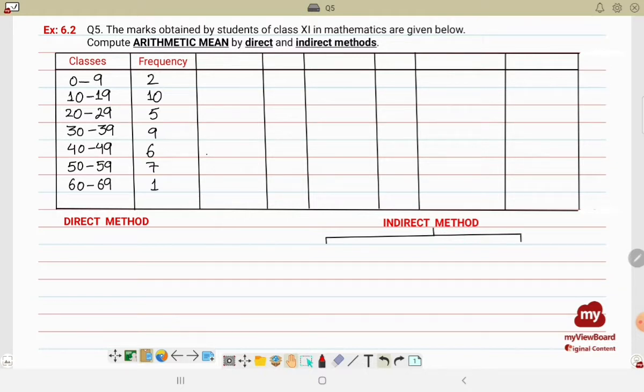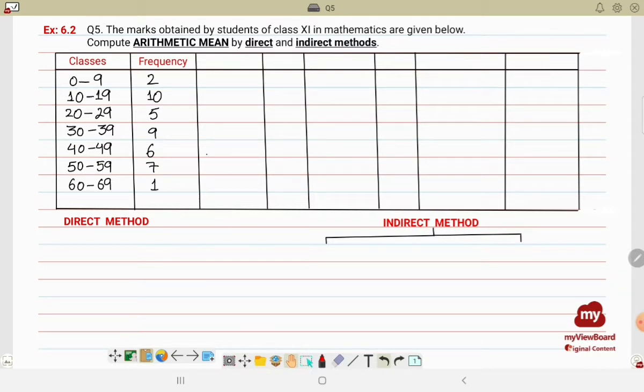Now how many columns you are going to make and what you are supposed to write in them totally depends upon the formula that we are going to use. Let me write down the formula and then we will fill out these columns. Which formula you use depends upon the first column, which means the classes.